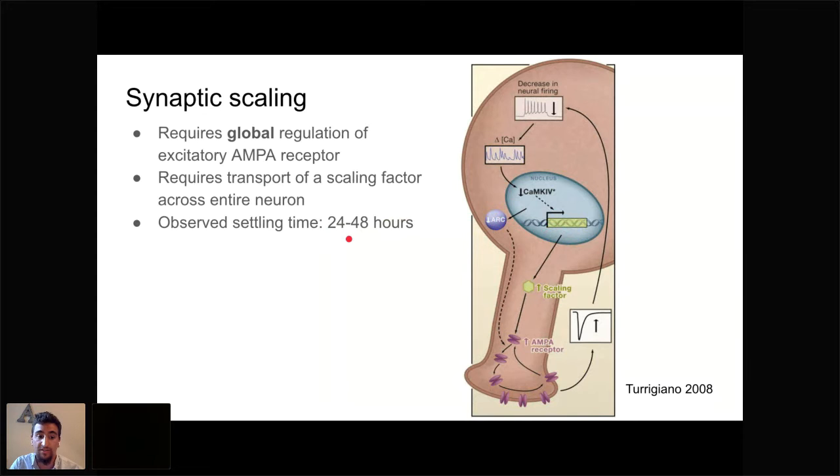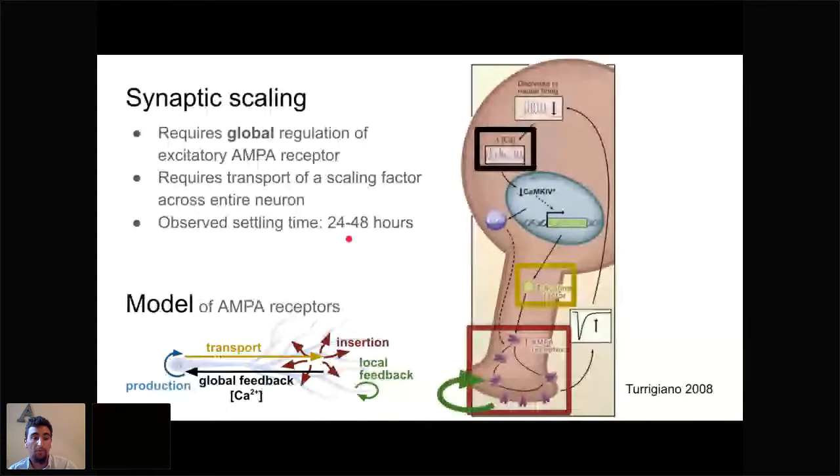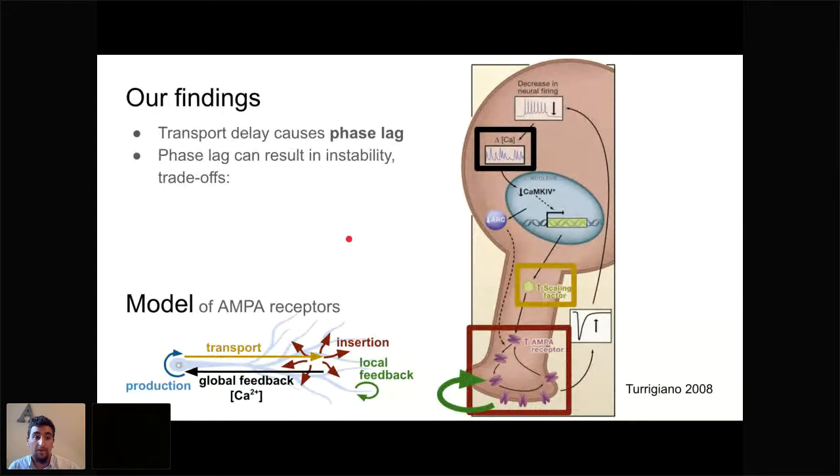To address these questions, we've built a model. Our model contains realistic AMPA receptor production, transport, insertion into synapses, as well as global and local feedback based on calcium concentrations, all of which are consistent with experiments and the leading hypotheses for synaptic scaling. So this model so far has produced some nice findings. The global control required for synaptic scaling is a limitation for a few reasons.